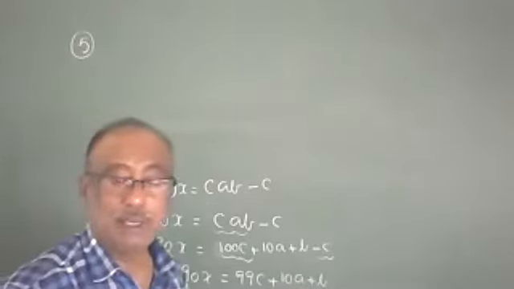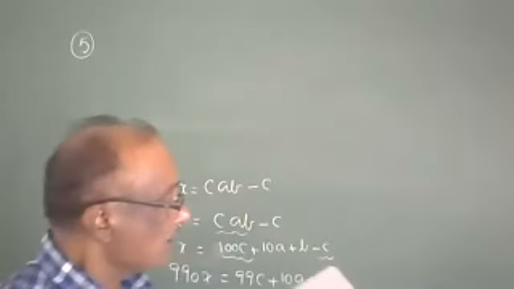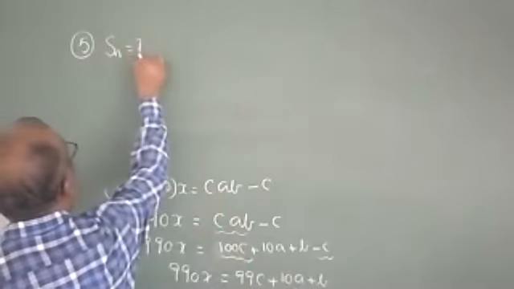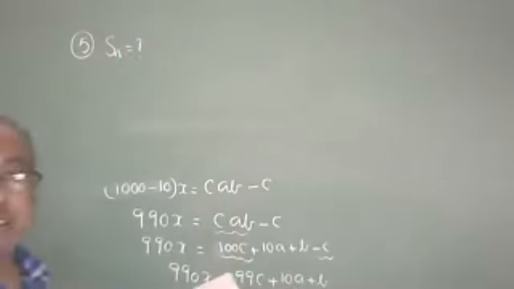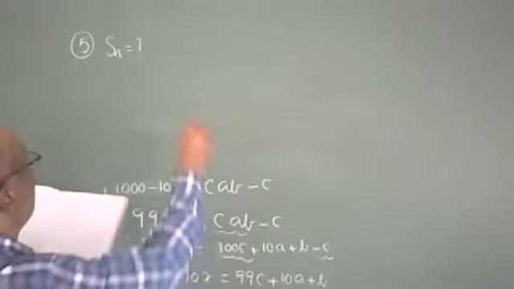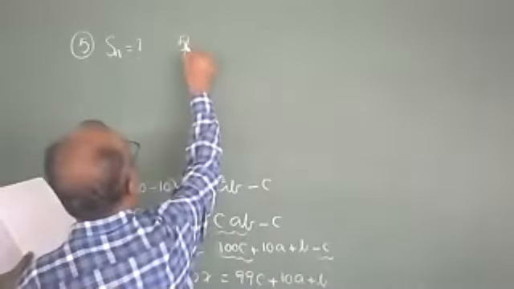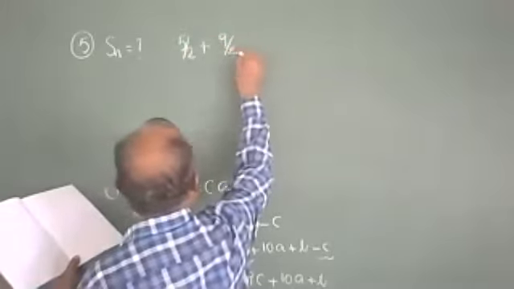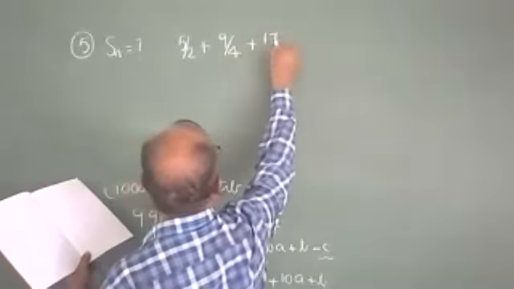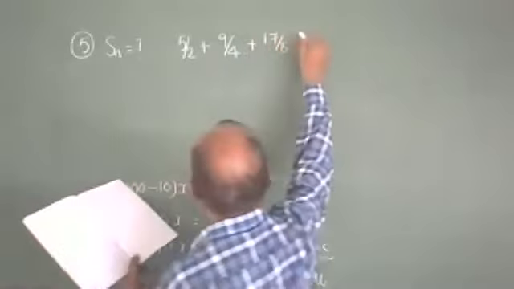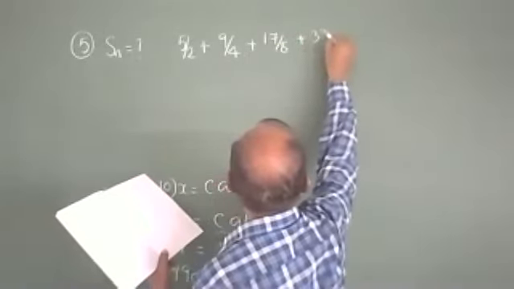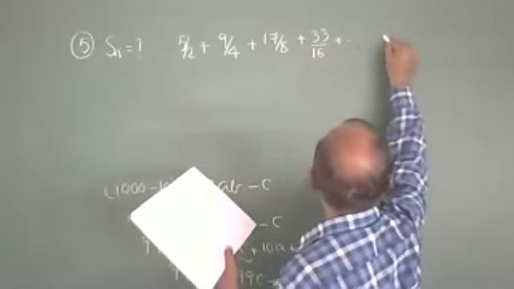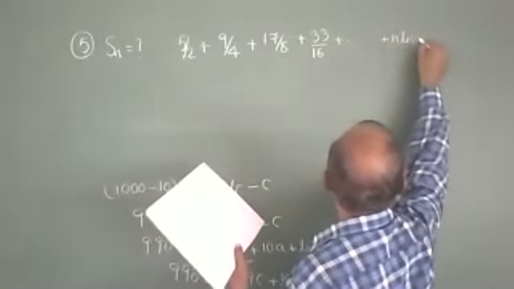This problem is: the sum of the terms is required, Sn is required. Problem C: 5 by 2 plus 9 by 4 plus 17 by 8 plus 33 by 16 up to n terms. Okay? Up to n terms.